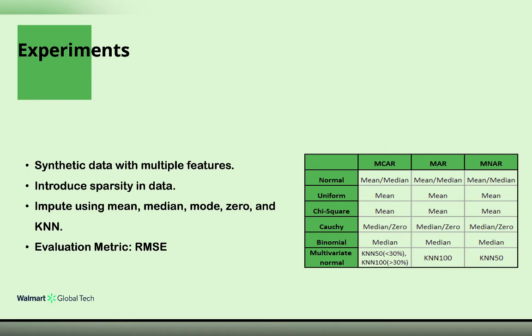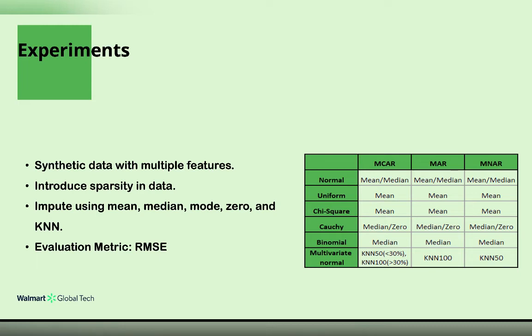In the table you can see that for normal distribution, uniformly distributed data and chi-square, along all sorts of missingness, mean appears as a winner. But when data follows Cauchy distribution or binomial, median appears as winner. Also, for normally distributed data, median performs more or less similar to mean, and when data is generated from Cauchy distribution, zero imputation performs reasonably well.